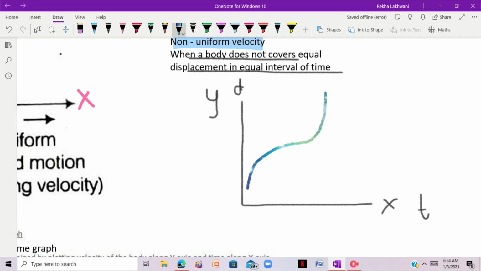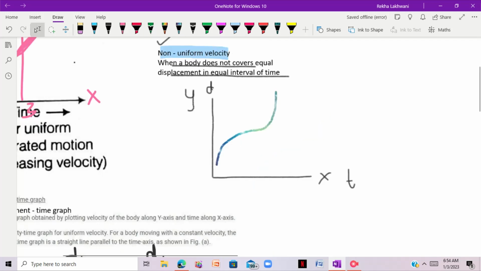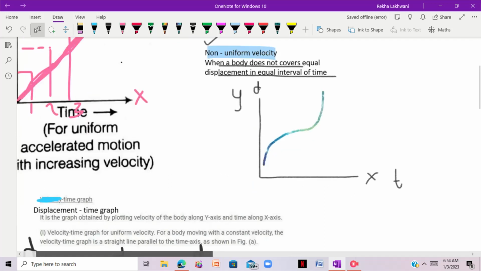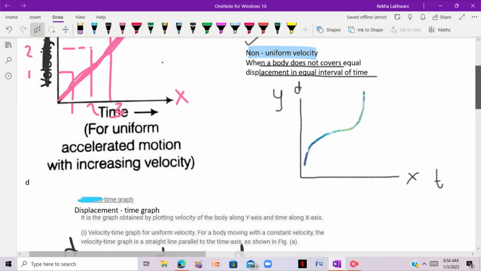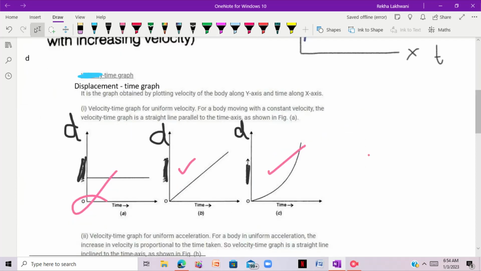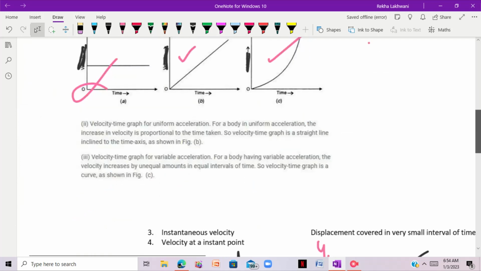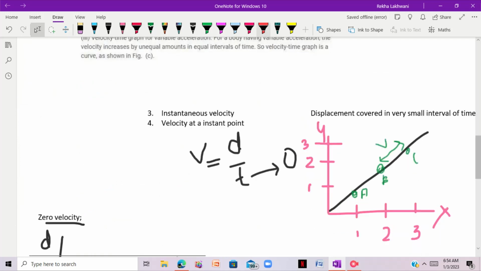So here actually the time interval is very small. The displacement covered by the body in a very small interval of time is known as instantaneous velocity. The condition over here is that the time must approach zero. You can say the time will approach towards zero in this. So when we look at the graph of instantaneous velocity, in this we find the slope. Now what is slope? The formula of slope is basically y2 minus y1 upon x2 minus x1, right?